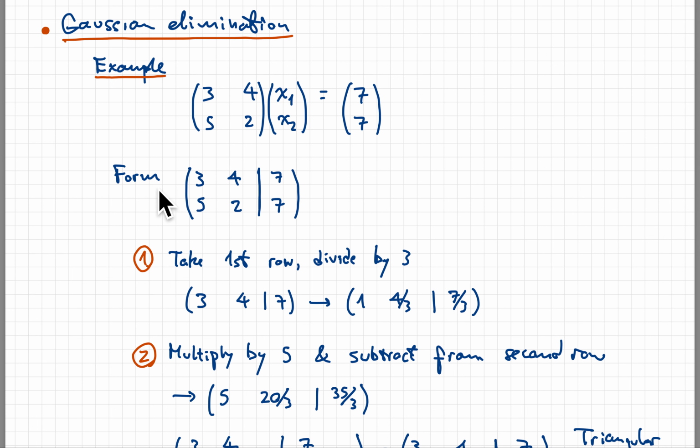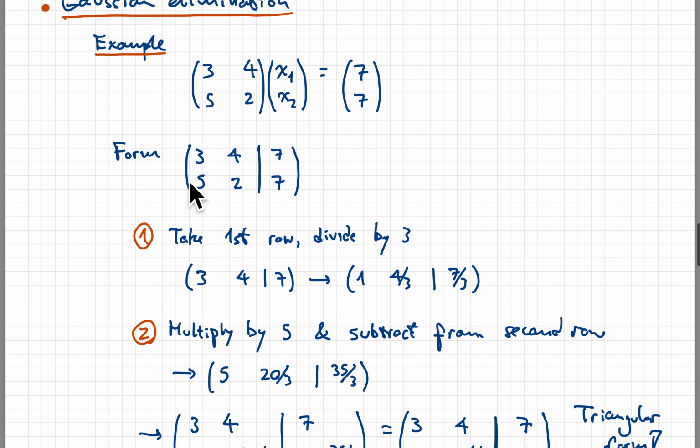The first thing that you do when you're given this problem is you form this enlarged matrix. You take this matrix and you take the right-hand side and you attach it to the right side of your matrix. So you get 3, 4, 7, and 5, 2, 7 as your elements of interest. We're going to take the first row and divide it by 3. Imagine you take that first row and make a copy of it on the side and divide it by 3. So you get 1, 4/3, and 7/3.